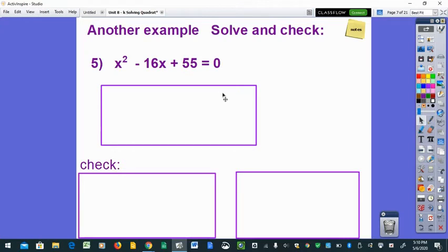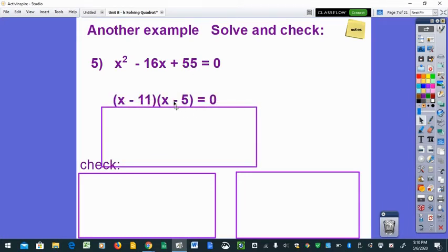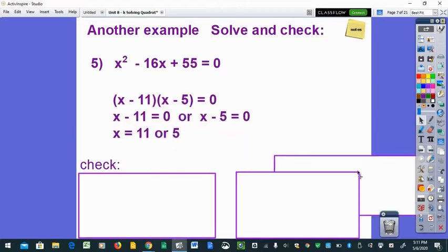Okay, did you get the factorization? We got to get multiplied to that 55. It is a 5 and 11, but they both have to be negative, because a negative times a negative will give you the positive. But notice the b is negative, so they both have to be negative. So we're going to get x minus 11 equaling 0 and x minus 5 equaling 0. Did you get 11 and 5? Now to check that, you need the 11 to go back in the original and the 5 to go back in the original. Check the math and make sure it works.